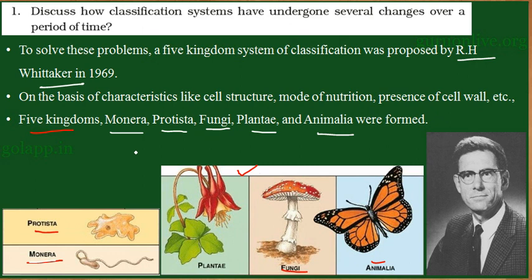So we started with two kingdoms, Plantae and Animalia, and ended with the five kingdom classification. During the course of classification, the system has undergone several changes from two to three kingdom classification, four kingdom and five kingdom. At present we are using the five kingdom classification, which was introduced by R.H. Whittaker.